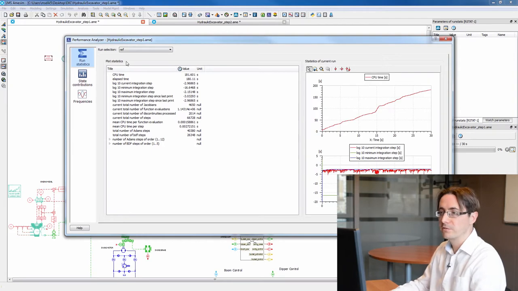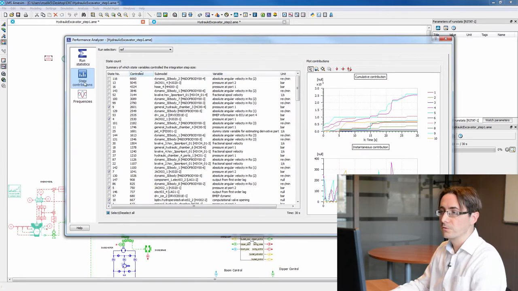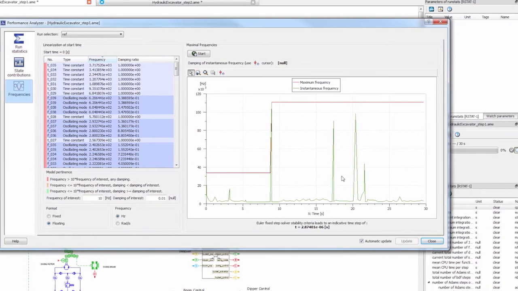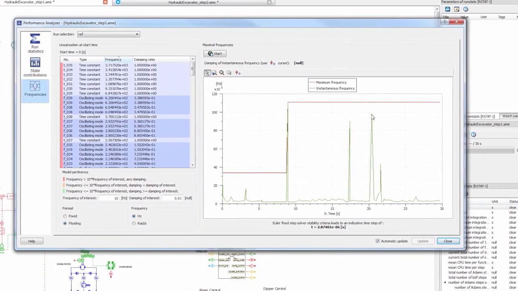Within the performance analyzer, we have access to the results, to some information of the solver, for example the current integration step, and also the state contribution, meaning which parts of the system are CPU time consuming. With frequency analysis, we have the possibility to visualize what is the maximum frequency of the system at the different CPU times. So we can see here that we have a very huge frequency, around 20 seconds, which is around 100 kHz. So this frequency is indeed very high, and we will try to reduce it.